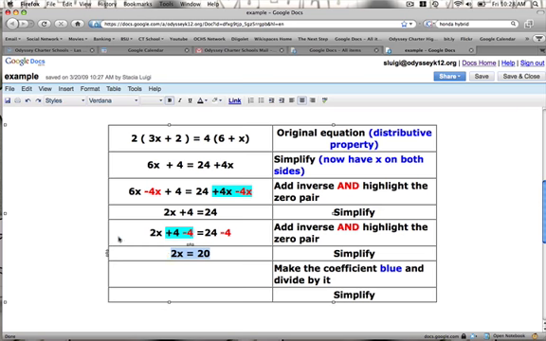So I'm going to copy that, paste it down into this step. I'm going to make the coefficient blue, and I'm going to copy it right after I make it blue. So I come up here to the text color, make it blue, Control C. I'm going to divide 2x by that 2, and I'm going to divide the 20 by that 2. Then I'm going to simplify each side of the equal sign. 2x divided by 2 is 1x equals 20 divided by 2 is 10. And my equation is solved.